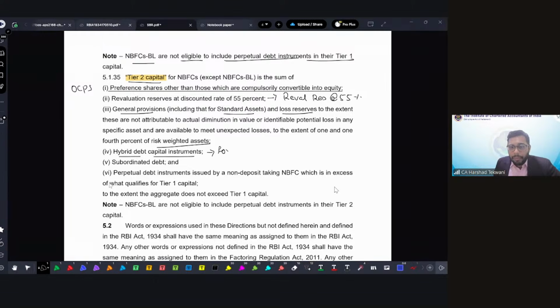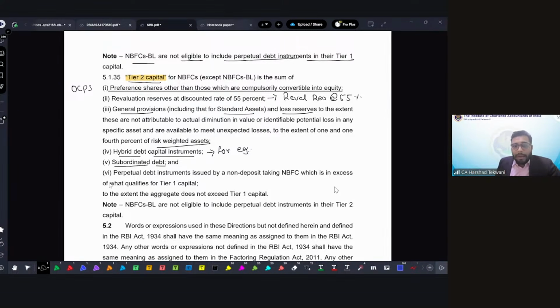Yes, sir. Hybrid, we have studied in financial instruments also. In that, there is a derivative portion and a non-derivative portion. That is called hybrid. Yeah. Then we are talking about subordinate debt.